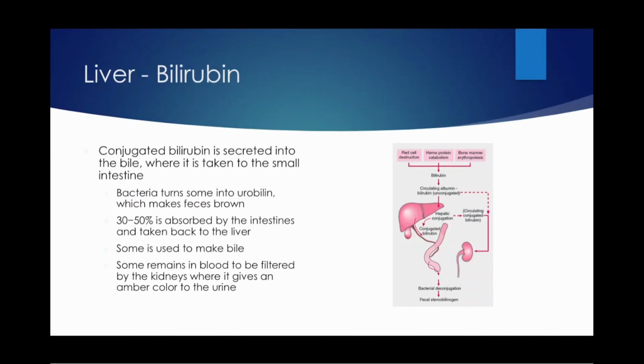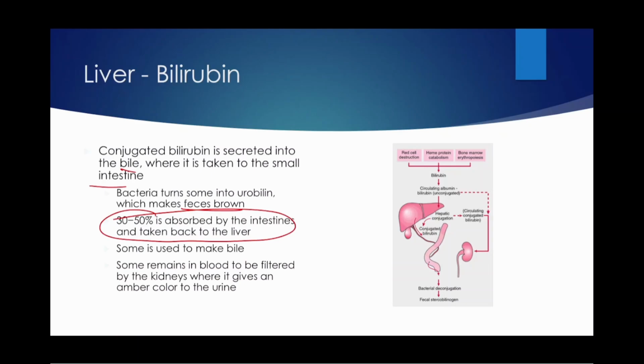Now, conjugated bilirubin, bound to the glucuronic acid, is secreted into the bile, where it's taken to the small intestine. Bacteria will turn it into urobilin, which makes the feces brown. 30 to 50% is absorbed by the intestine and taken back to the liver to make new bile. So this bile is a circuit. Some of it gets released into the feces, but some of it comes back into circulation, goes back to the liver to make more bile.